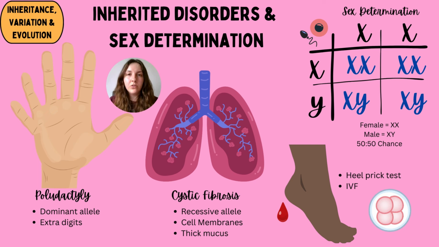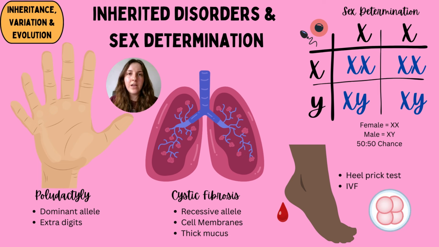A recessive allele condition is cystic fibrosis, and this affects cell membranes, not just of the lungs, but also the digestive system. Treatments are needed for this individual to help them clear their airways, because infections can be quite frequent otherwise, as a thick mucus can build up and cause the airways to be blocked.